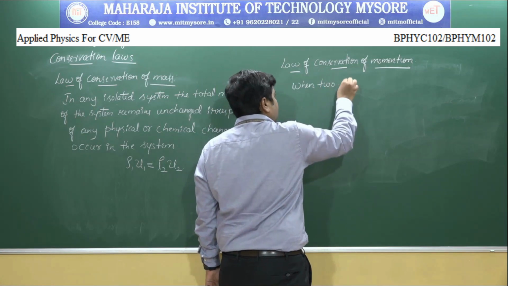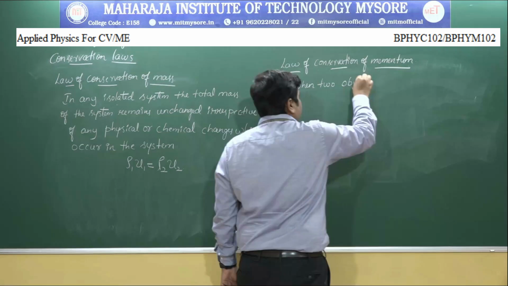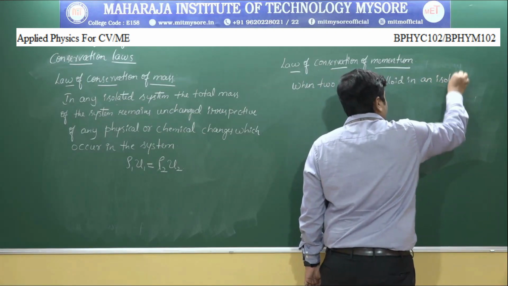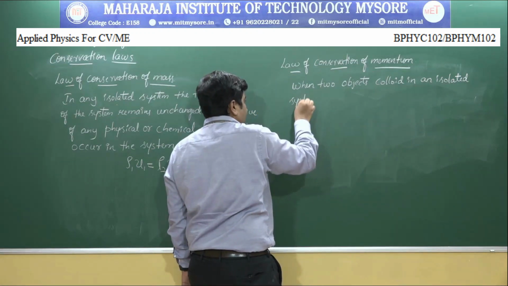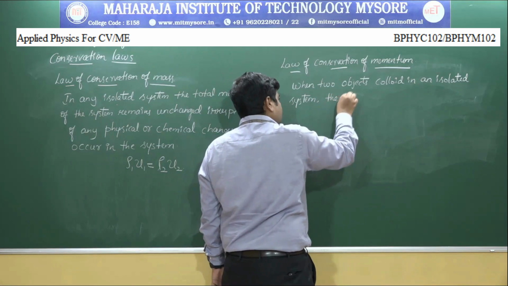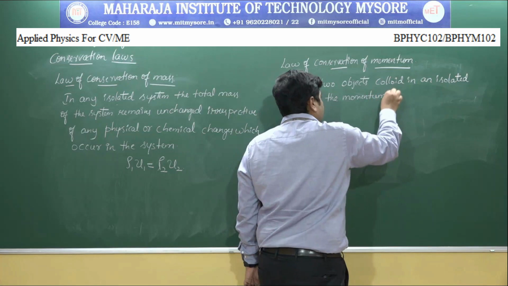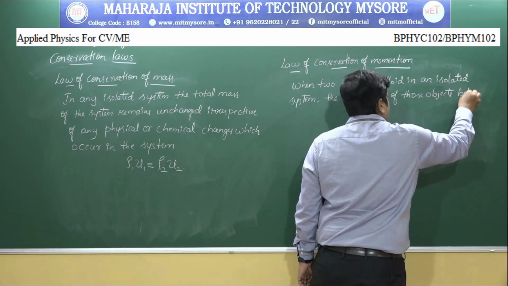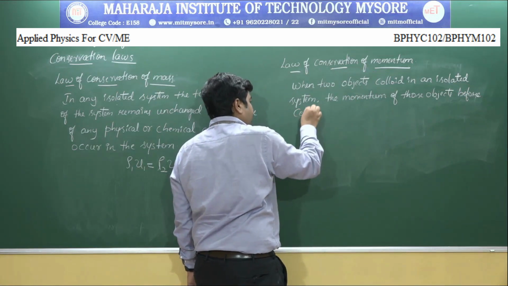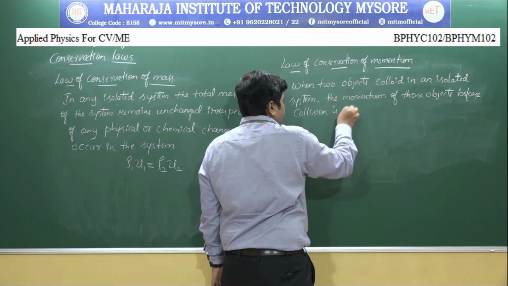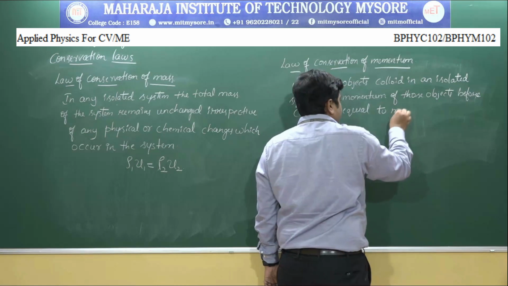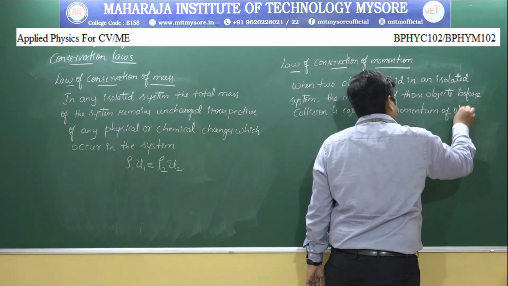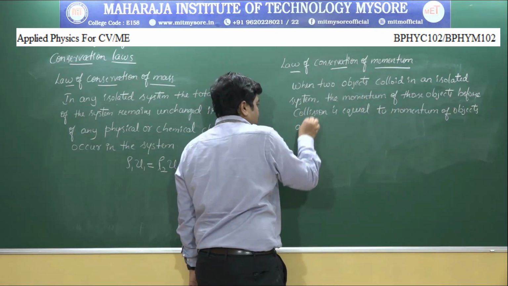When two objects collide in an isolated system, the momentum of those objects before collision is equal to the momentum of the objects after collision.